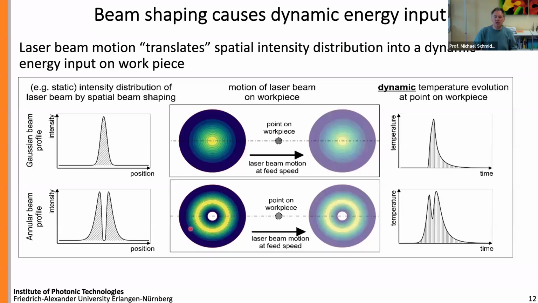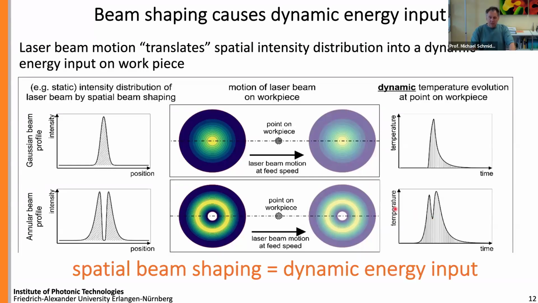And if you have a shaped beam like a donut beam and you move it over the same workpiece or the same spot in the workpiece, it sees a different energy input resulting in a different temperature distribution on the surface. So this means that spatial beam shaping, when we do this, we already also result in a dynamic energy input on the workpiece.